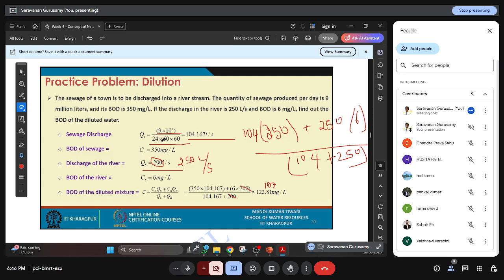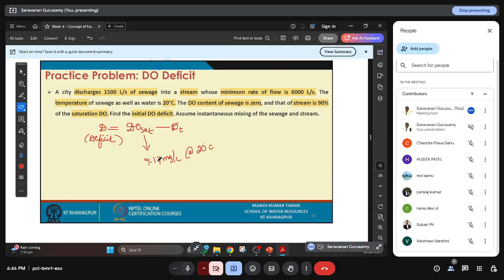Okay, so think about this question. A city discharges 1500 liters of sewage in a stream, that is a river. The river's flow is 6000 liters per second. Sewage is only 1500 liters per second, but the river is flowing with 6000 liters per second. That's why dilution will happen.